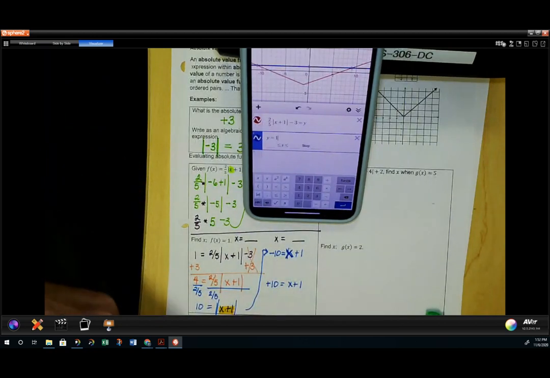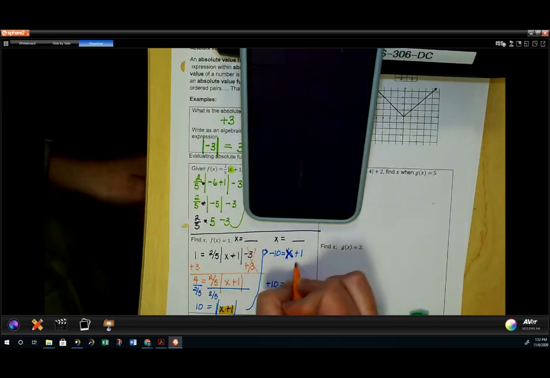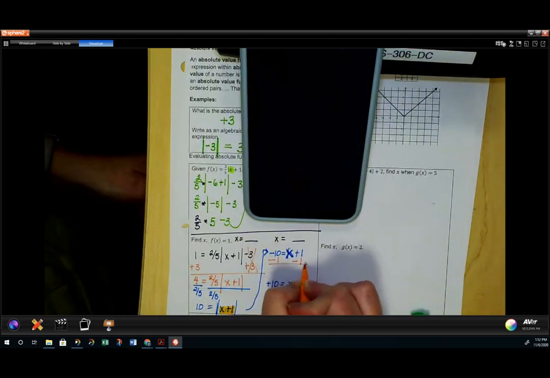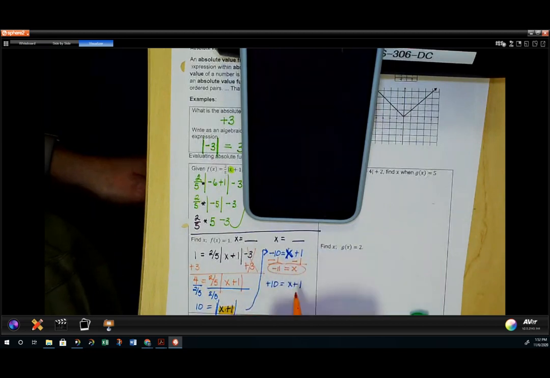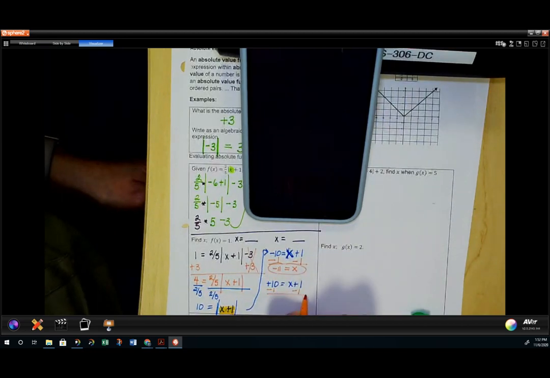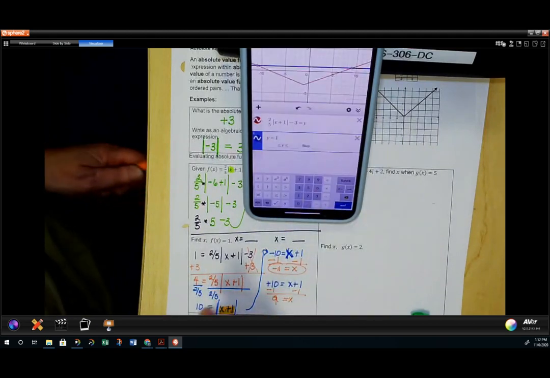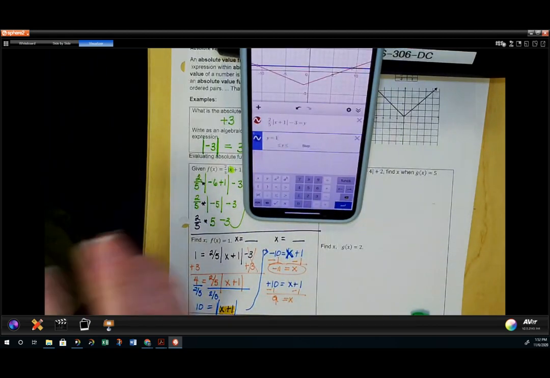Then we go through and solve. I'm going to subtract 1, subtract 1, so x is equal to -11. Subtract 1, subtract 1, and x is equal to 9. So we have our two answers here.